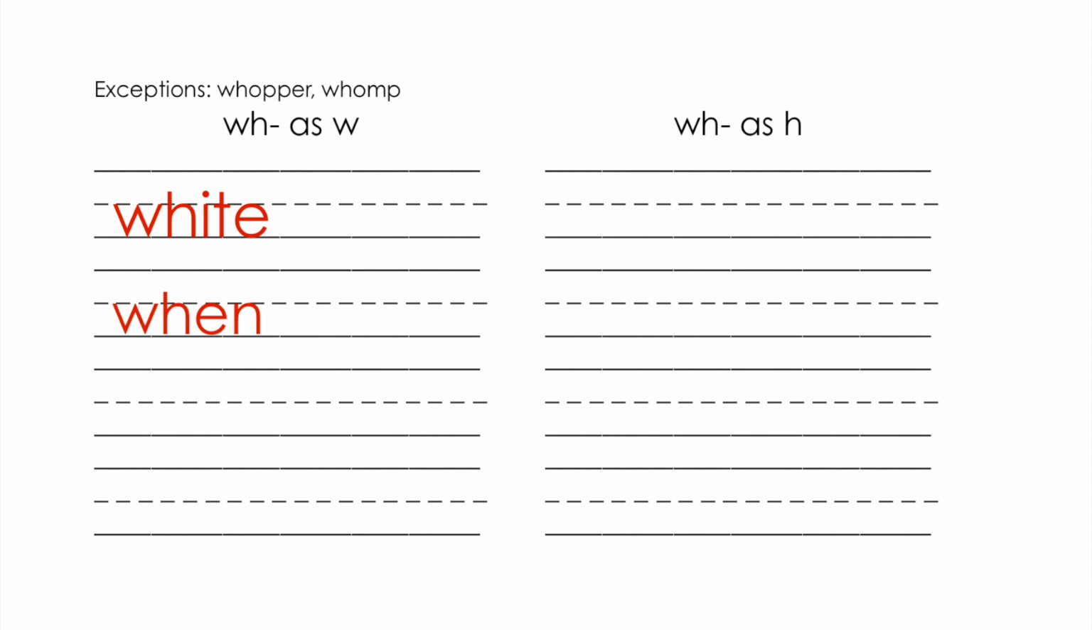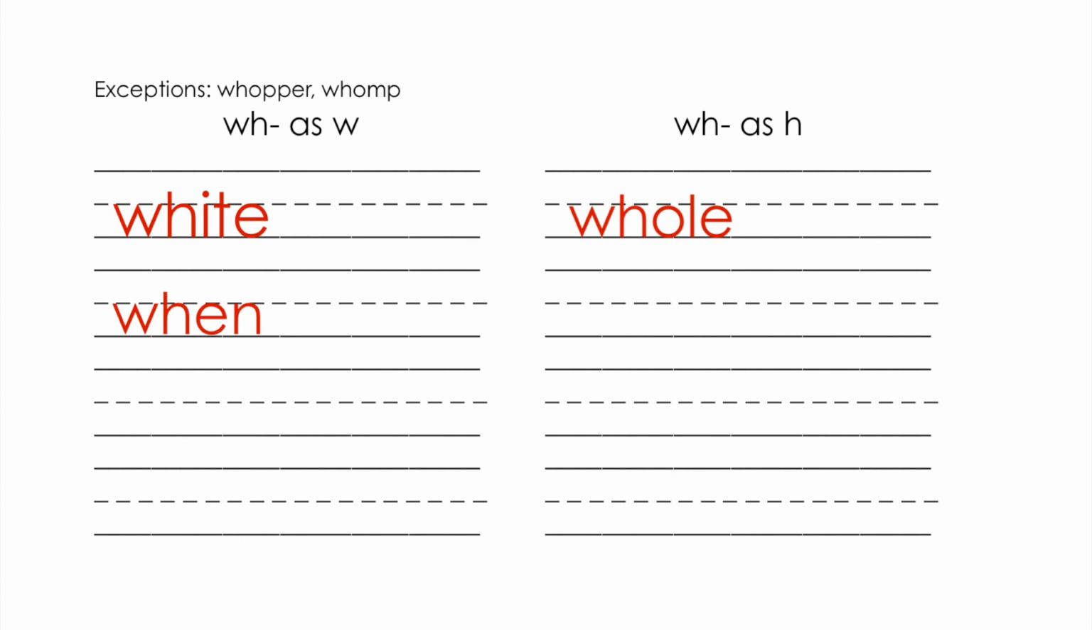The next word is whole, as in the entire thing. I ate the whole pizza. Whole is spelled W-H-O-L-E, and since it makes the H sound, it goes in the second column.